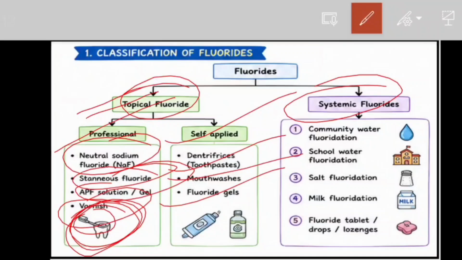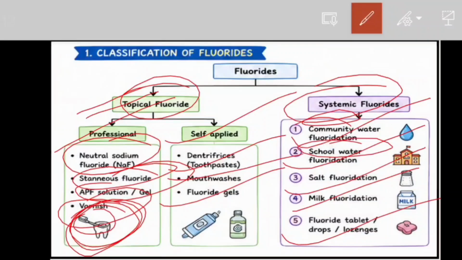Now let's move to the systemic fluoride. So systemic fluoride is given through a route where the fluoride becomes available to the body. So it includes the community water fluoridation, school water fluoridation, salt fluoridation, milk fluoridation, and the fluoride drops, lozenges or you can say tablets. So under the water fluoridation, here it is divided into two, that is the community water fluoridation and the school water fluoridation.